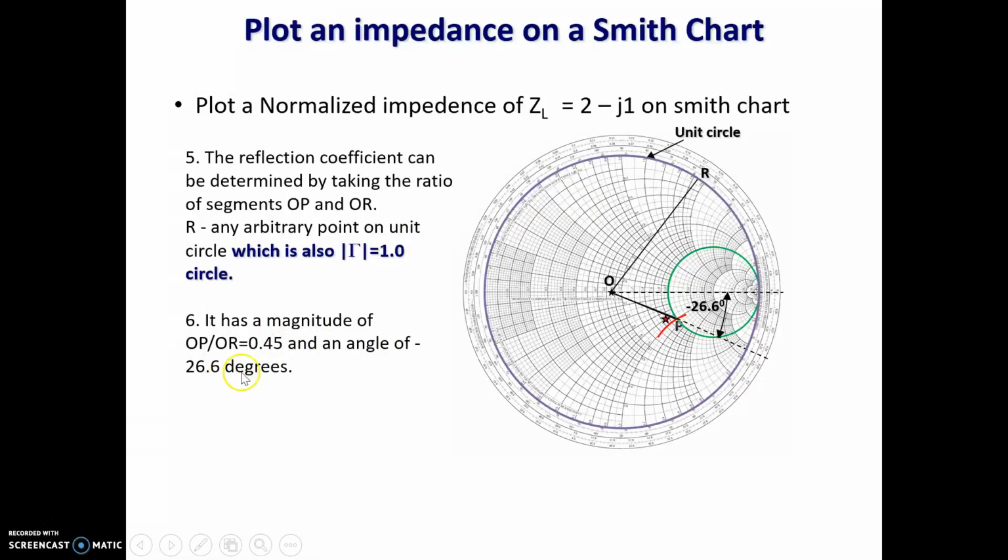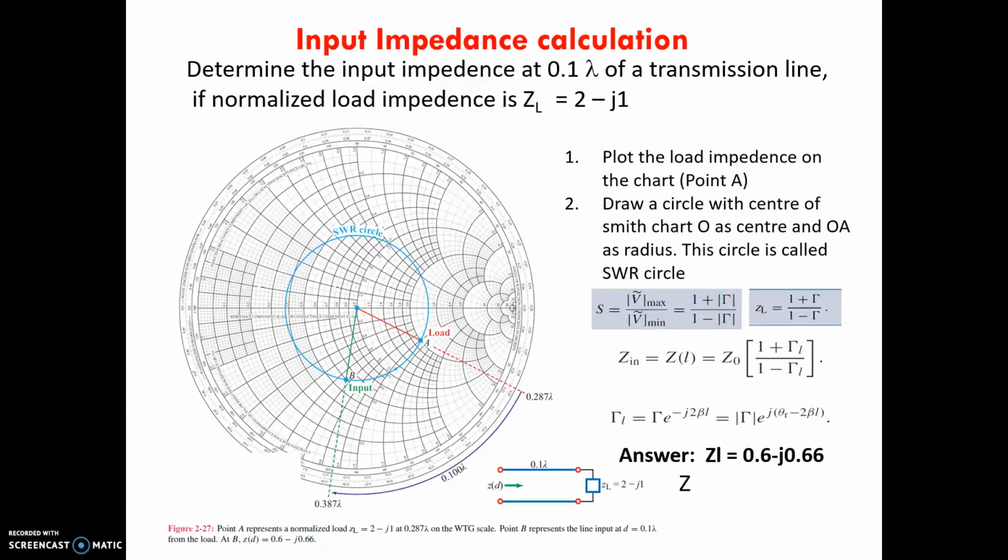of minus 26.6 degrees. So this is the way we have plotted the normalized impedance ZL equal to 2 minus j1 on the chart. This is the point P. This can be used in determining the input impedance of a transmission line. So let us now see a problem.